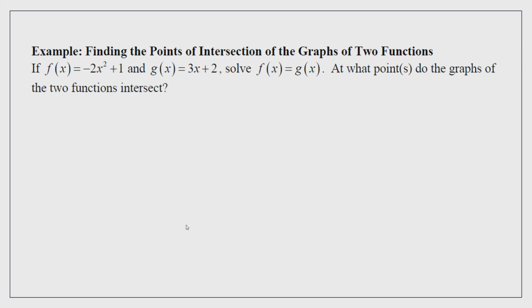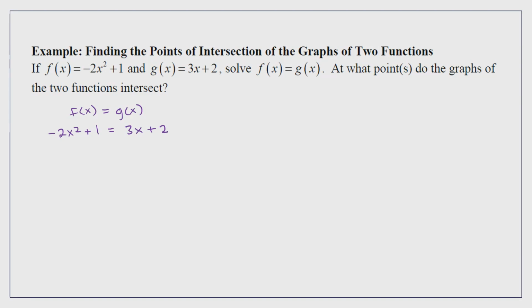So, for this example, if f of x equals negative 2x squared plus 1 and g of x equals 3x plus 2, solve f of x equals g of x, and then at what points do the graphs of the two functions intersect? Okay. So we are asked to solve f of x equals g of x. So we're going to take the function f of x and set it equal to g of x. So f of x is negative 2x squared plus 1, and g of x is 3x plus 2.